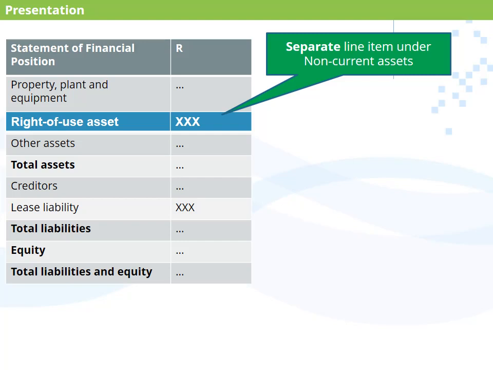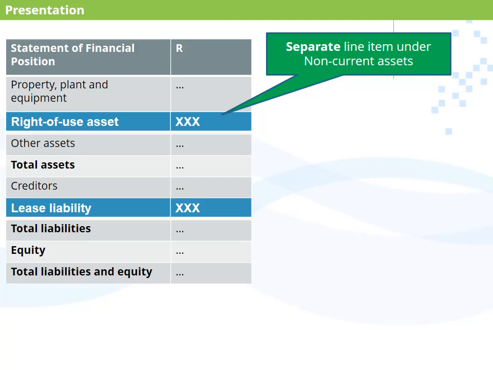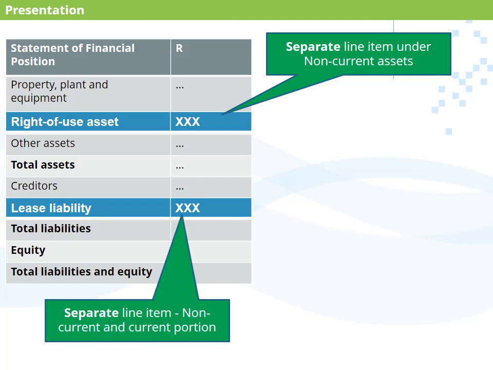The second line item that a lessee will have on its statement of financial position for a lease agreement is the lease liability. This is also a separate line item, but remember, this is a financial instrument and thus broken into a non-current and current portion. Now this is important. The current portion will be the interest and lease payments that will accrue and be paid in the next 12 months. So remember, current, everything that is owed in the next 12 months.